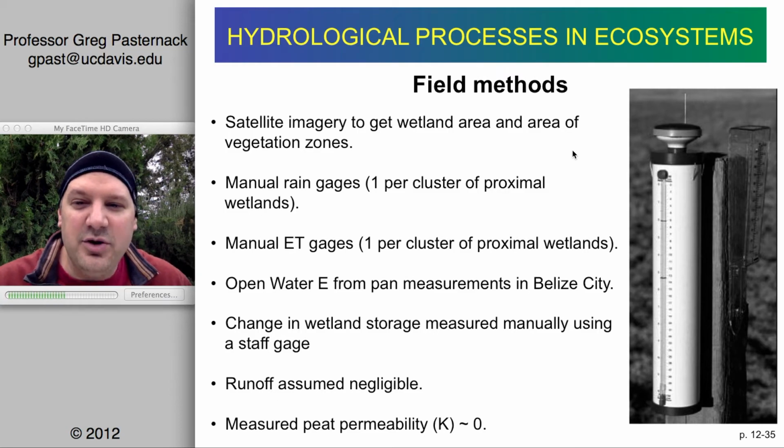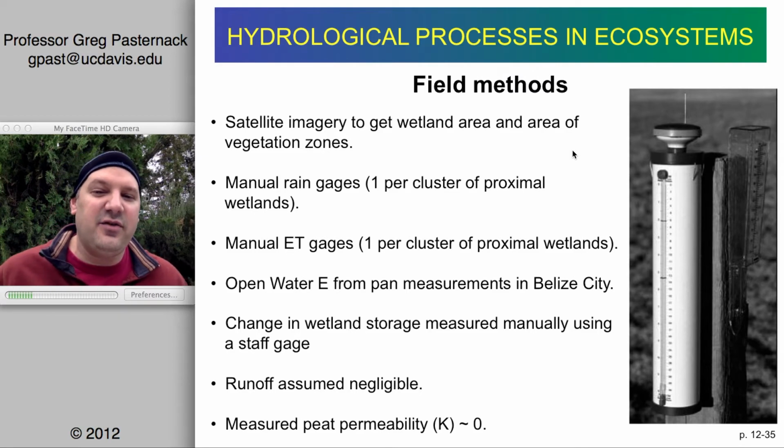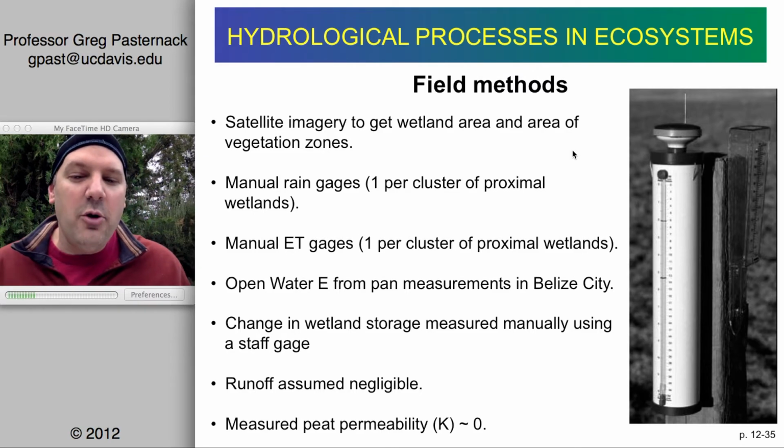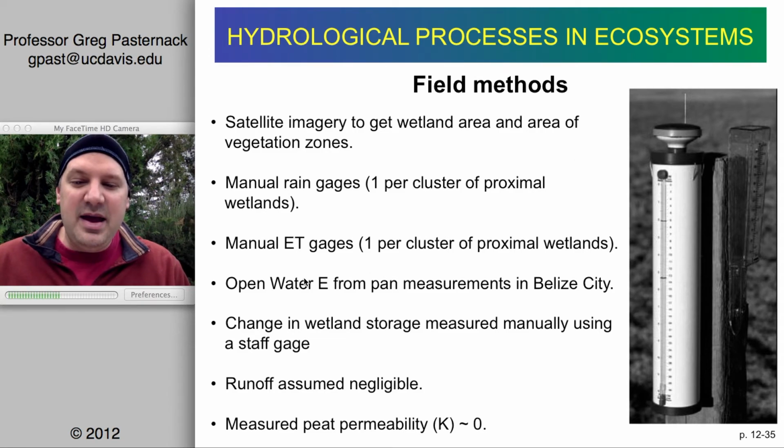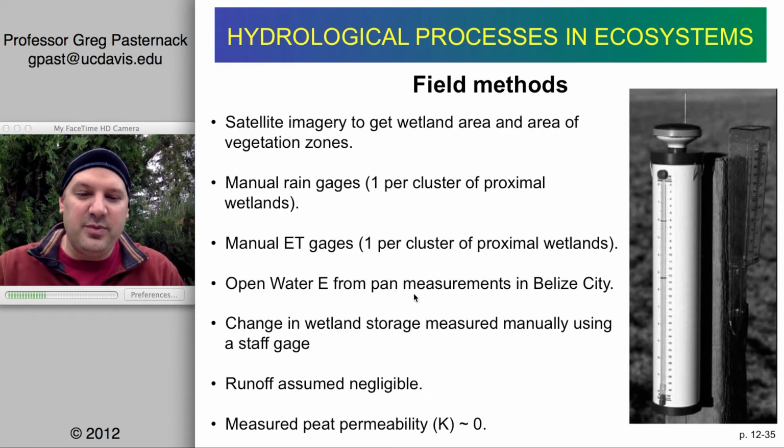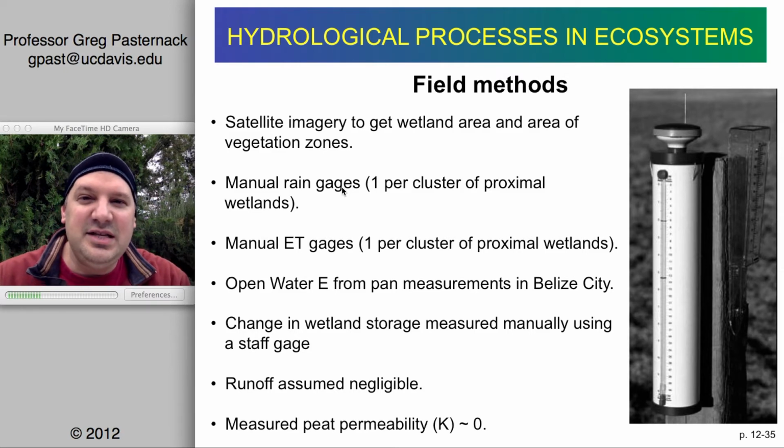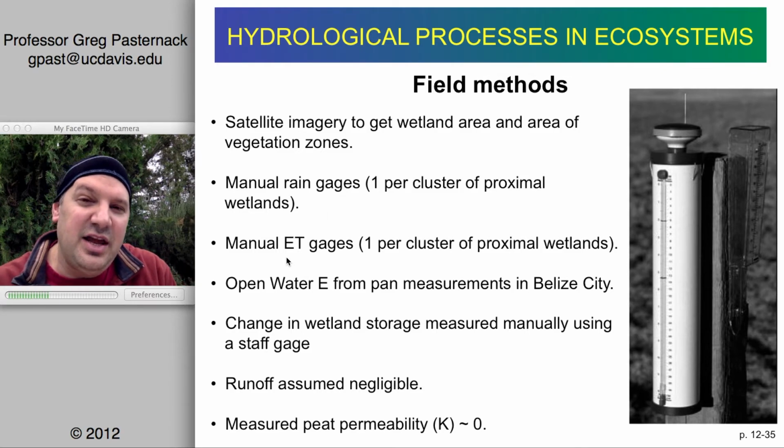The field methods that were done here include satellite imagery to get the wetland area and which areas are vegetated versus unvegetated. If it's open water, then we could estimate those water evaporation rates from pan measurements made in Belize City. Manual rain gauges: when you're working in a remote location like this, it's quite common to see manual observations. Now here's something interesting.